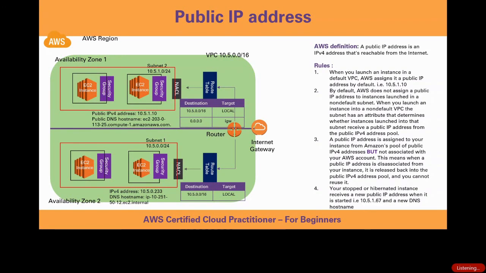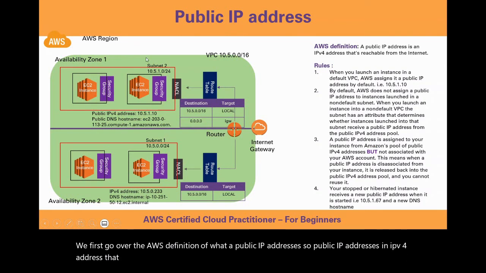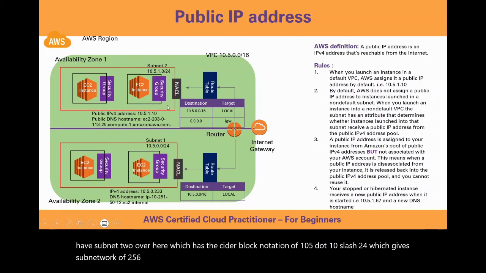In the case of public IP addresses, we first go over the AWS definition of what a public IP address is. A public IP address is an IPv4 address that is simply reachable from the internet. As you can see in this particular example, we have subnet 2 over here, which has the CIDR block notation of 10.5.1.0/24, which gives a subnetwork of 256 hosts inside this particular virtual network.